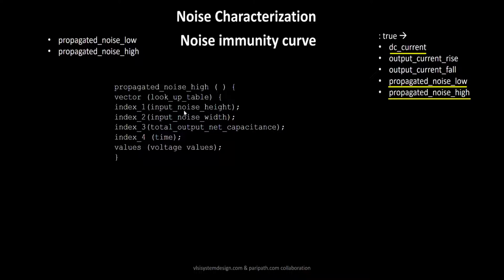So you have index 1 as the input noise height, index 2 as the input noise width, and index 3 as the total output net capacitance. In this case, we did everything for a 10 femtofarad capacitance, so we'll have 10 femtofarad. Index 4 will be the time units at which you see the bump, and these are the voltage values for this particular time. So let's take an example of what we did just now.